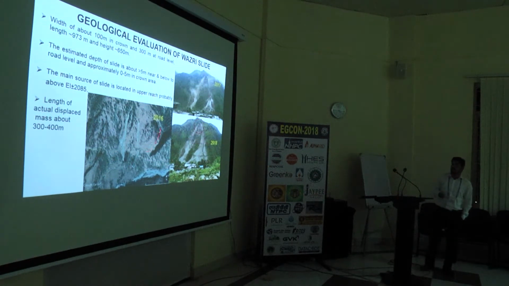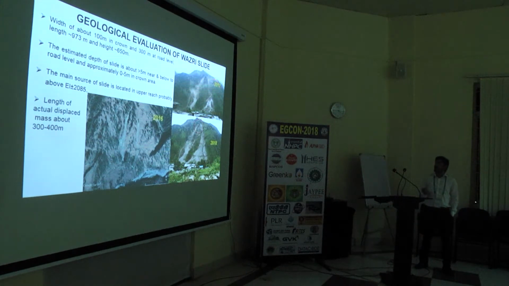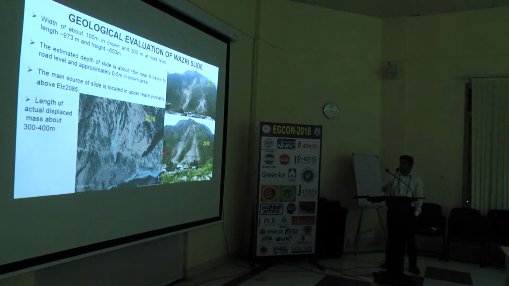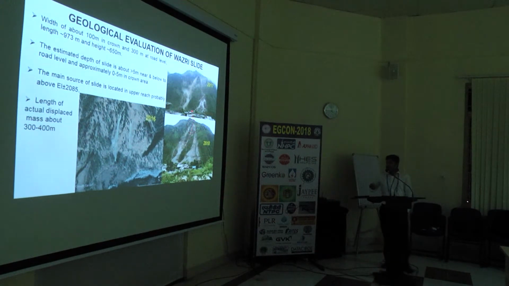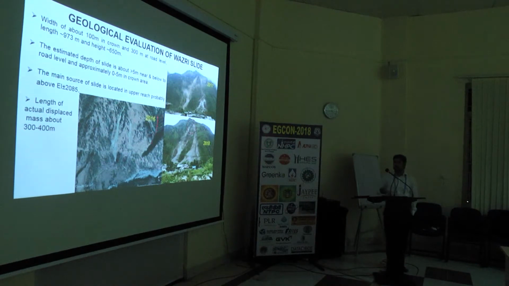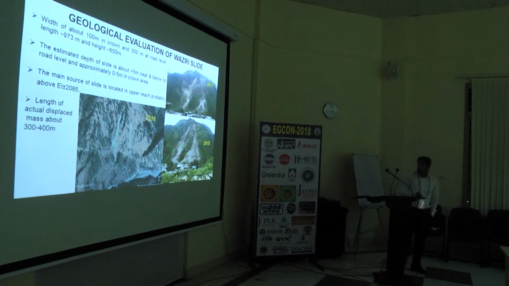This is the Google image before 2016, then 2017 and 2018. It shows the increase in activity and the change in the morphology of the landslide, how it is in 2018, how it is in 2017, and what the condition was in 2016.